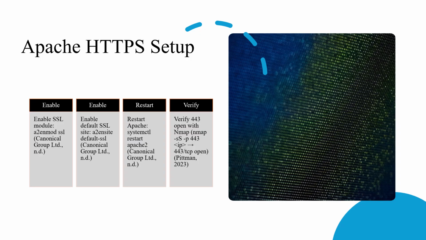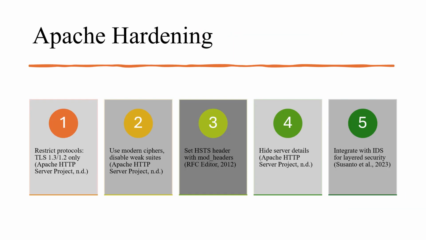Finally, we verify that port 443 is open. We do this with nmap using the command nmap -sS -p 443 IP. A successful result will show 443/tcp open. Together, these steps enable and confirm HTTPS functionality on Apache.